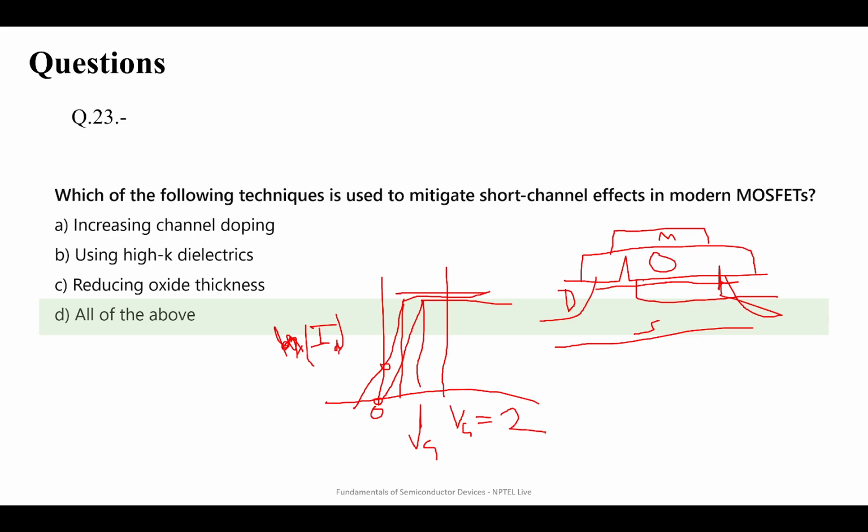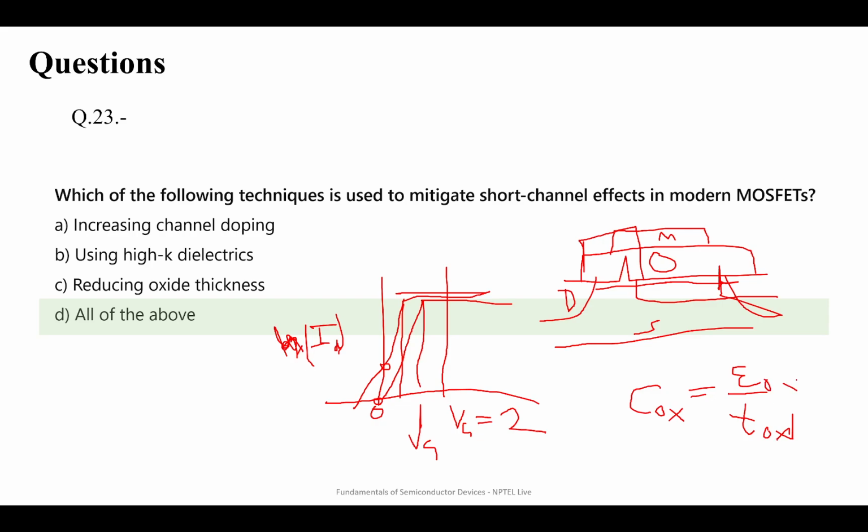Also, if my channel length is too small but my oxide thickness is too high, I won't have enough field effect. My oxide thickness is this much and my channel is this much, I won't be able to get proper field effect. So I want to increase my Cox also to increase my field effect. And you know, Cox is epsilon by Tox.